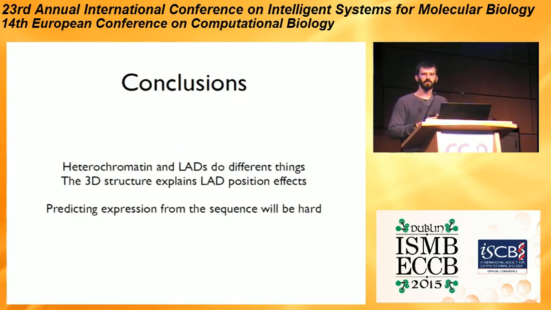So heterochromatin and LADs do different things. There are two different pathways of gene silencing. The 3D structure explains LAD position effects, probably not about being at the lamina or not, but more about how the locus is compressed or folded. And also the kind of sad news for all of us is that predicting gene expression from sequence will be hard, because in all these examples, the sequence hasn't changed. It's just the locus that has changed, and that explains a factor of about 10 of the gene expression level, which is a big factor.